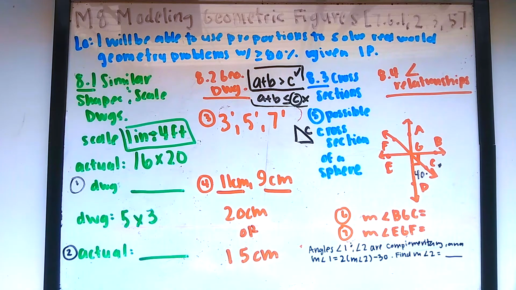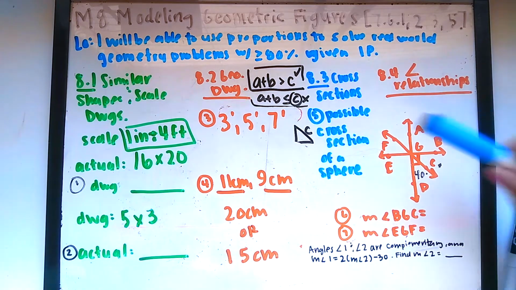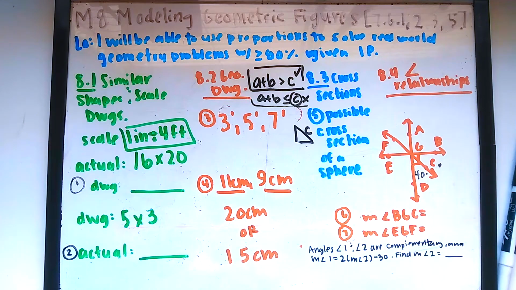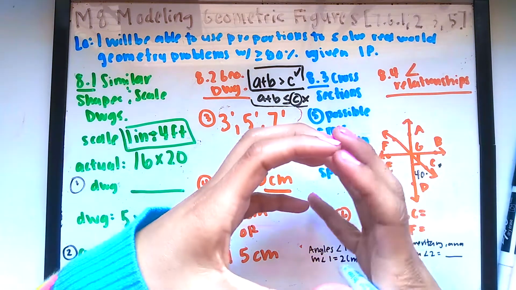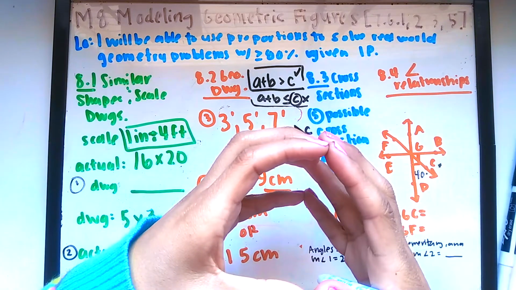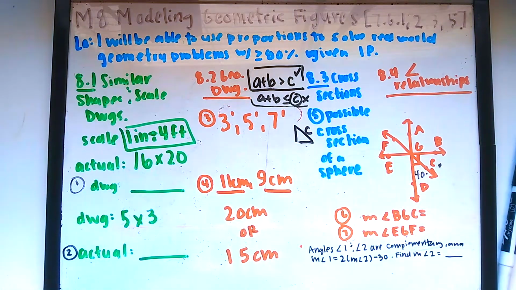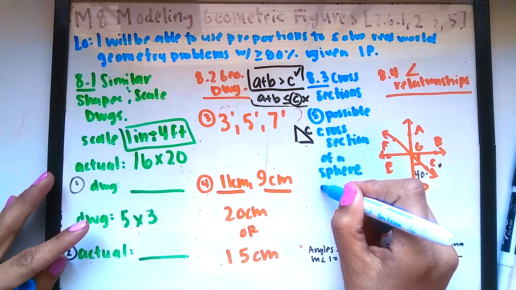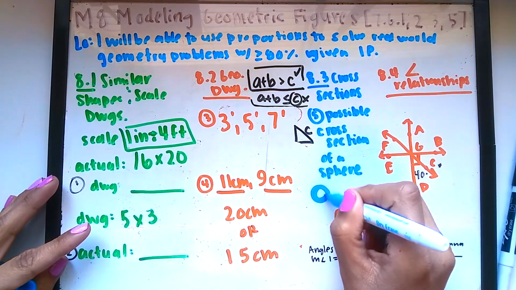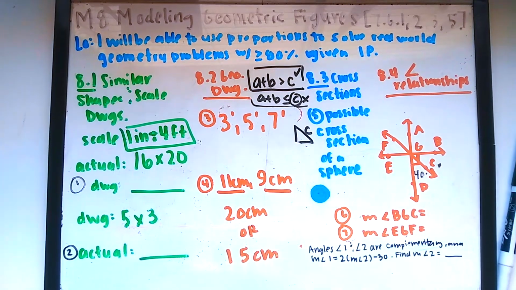Okay, let's get to 8.3. So we're doing cross sections. Remember, we use the Play-Doh for this one. So this one is asking us for the possible cross section of a sphere. Sphere is basically a ball. So if I were to cut the ball, anywhere I go, I can only get a circle. So in this case, it will be a circle, right? Any way that I cut, I'm always gonna get a circle.